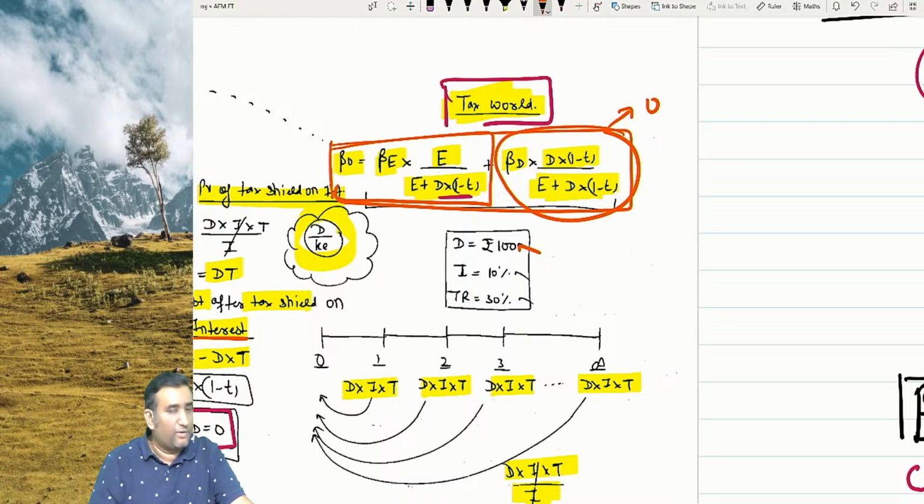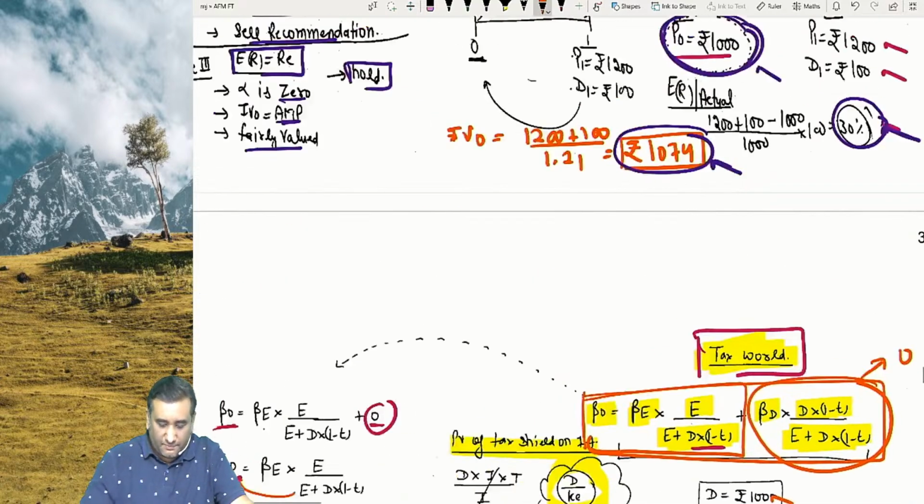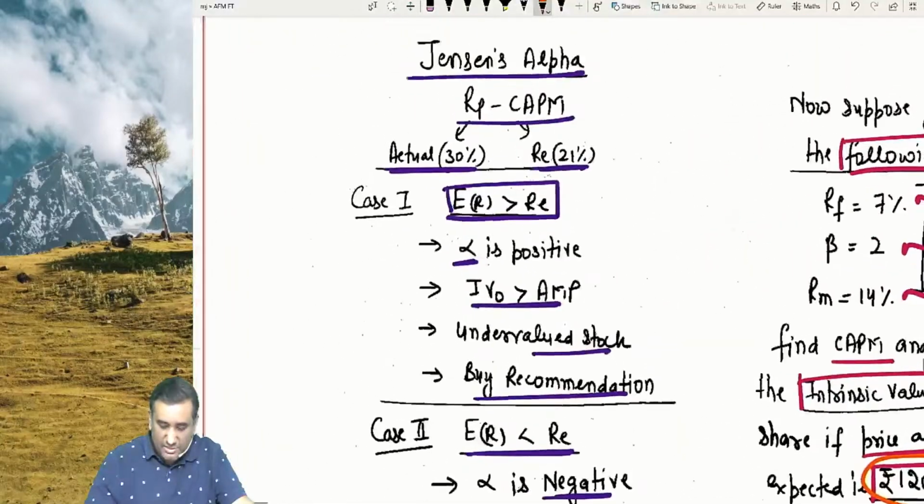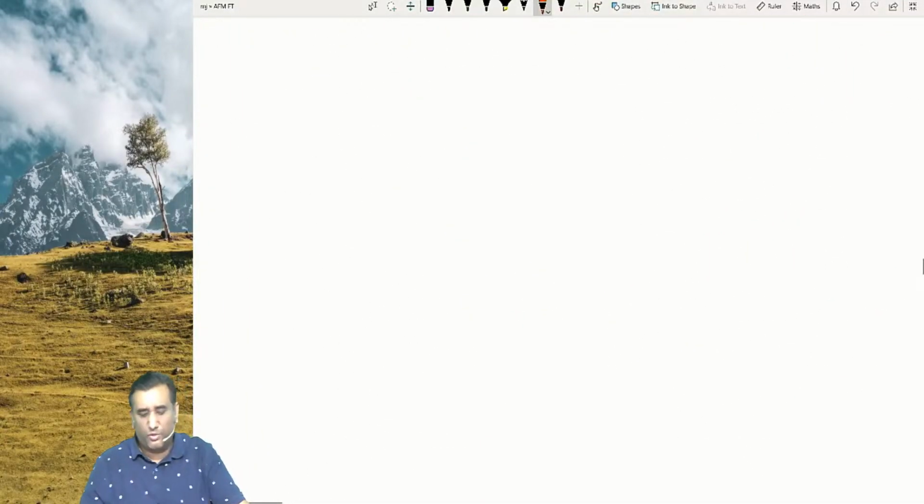And if it says you have to calculate the beta levered of a private company or some company, then you have to unlever and relever the beta. Now coming back to Jensen's alpha, we'll cover the question.